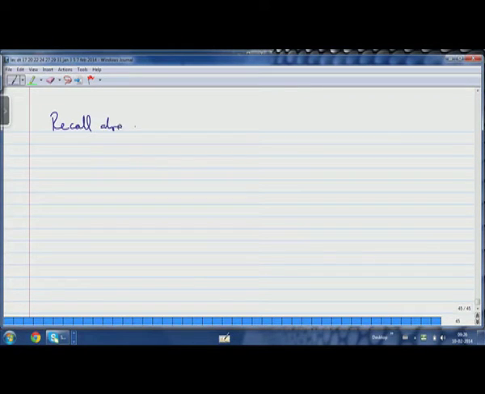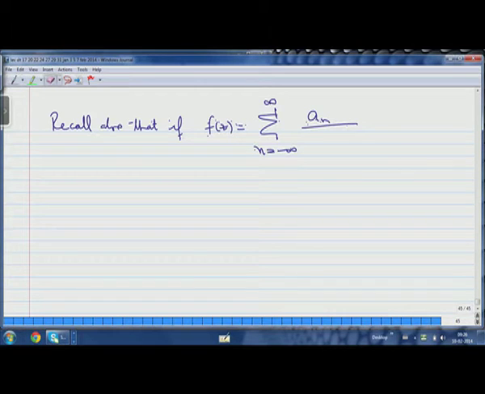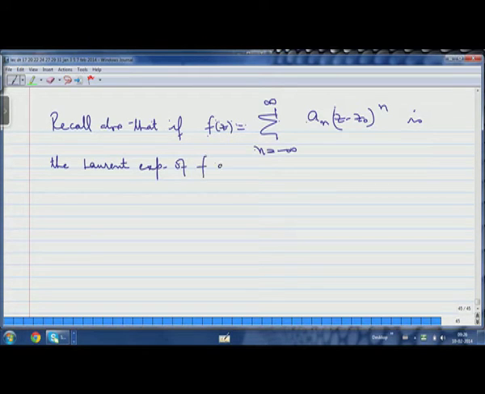Recall also that if f of z is equal to the sum from n equals minus infinity to infinity of a_n times (z minus z naught) to the power n, this is the Laurent expansion of f around z naught, or f centered at z naught. Mind you, that exists because of Laurent's theorem. What's the big deal about Laurent's theorem? It's the analog of Taylor's theorem.